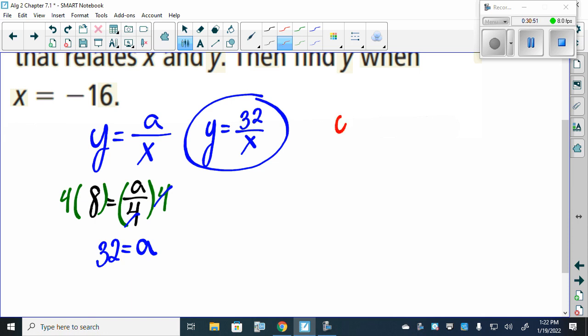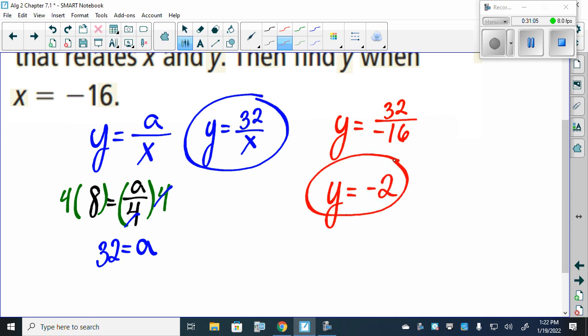Now we still need to find the value of y when x is what? Negative 16. So y would be negative 2. Any questions on any of this here?